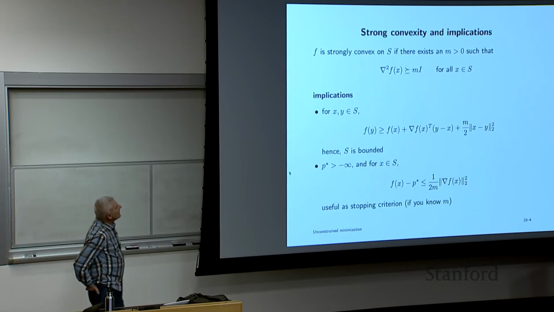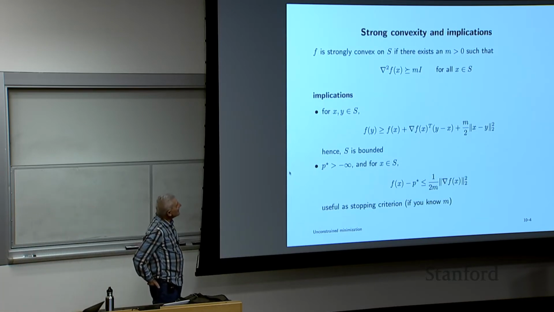People sometimes assume something like a minimum curvature, right? What that says is, for example, the minimum eigenvalue of the Hessian is bigger than some number m, which is positive, right? That gives you a minimum curvature to the function, right? That'll allow you to say all sorts of things.